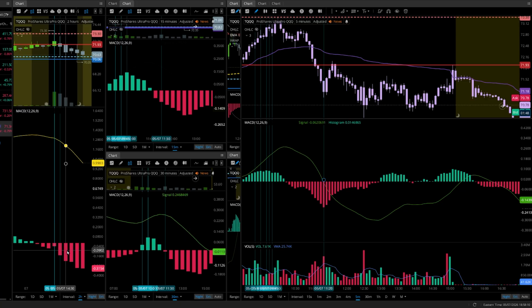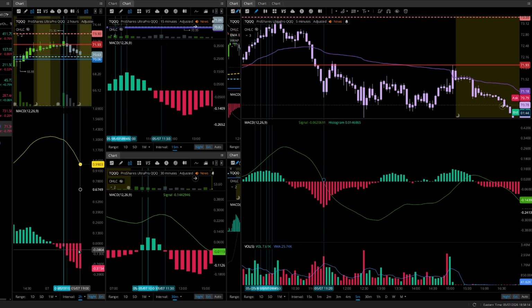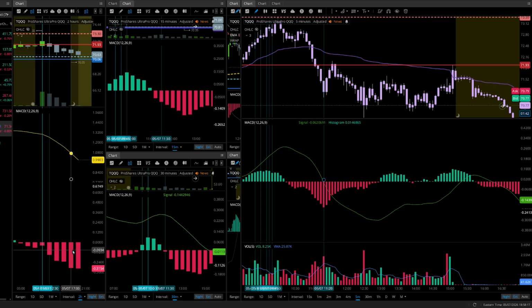And we have the support of the 2-hour. Remember, we talked about this. This is an additional context, but it does matter. So now we're about to approach a full fractal, which is where the 2-hour, the 15-minute, and the 30-minute are all going in the same direction. That is a full alignment fractal.